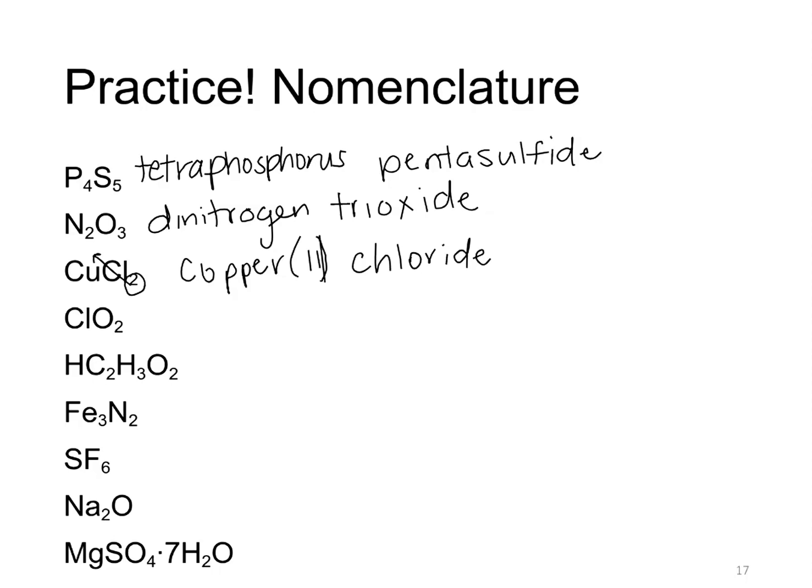For our next one, we ask, is it ionic or covalent? It's covalent, it's all nonmetals, so it's going to be chlorine dioxide.